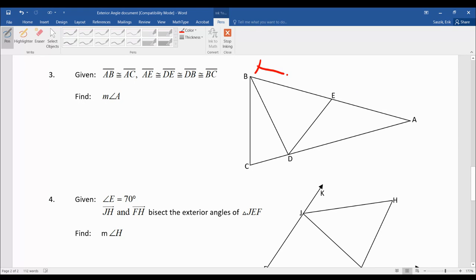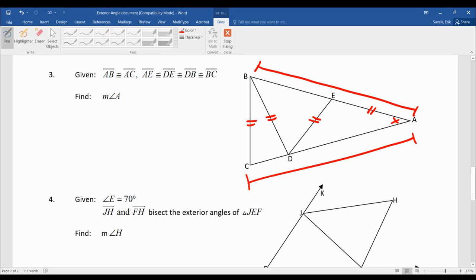So AB, this whole triangle is isosceles. AE is congruent to DE, is congruent to DB, is congruent to BC. I'm going to call this X. Triangle's isosceles. That's X. This is exterior to this triangle, so that has to be the sum of the remotes. That's 2x. Hey, this triangle is isosceles too. So if that base angle is 2x, so is this.